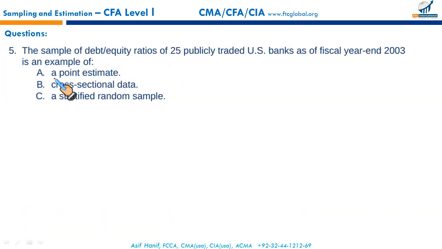All right. Next. Now we have a sample of debt to equity of 25 publicly traded US banks as of the fiscal year end 2003. It's an example of what? We have debt to equity ratios of 25 banks in the US at the end of 2003. Let us recall, what did we study a little while ago? When you have multiple phenomena, 25 publicly traded banks, and some important measurement about them at a particular point in time, this is called cross-sectional data.